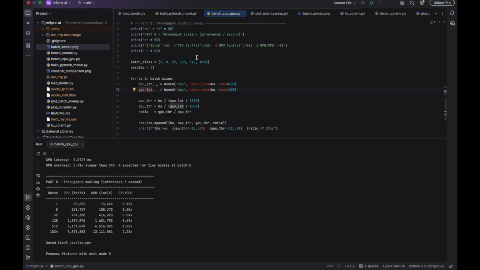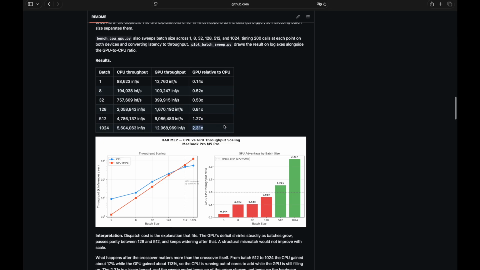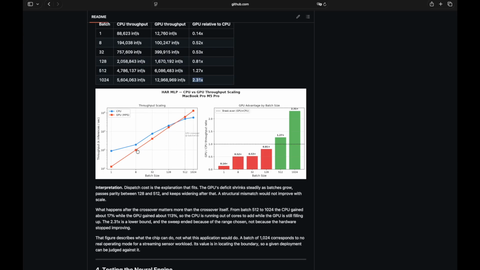The sweep ran batch sizes of 1, 8, 32, 128, 512, and 1024, with 200 timed calls at each point on both devices. At batch size 1, the GPU delivered 14% of CPU throughput. At 128, 81%. At 512, it passed the CPU for the first time at 1.27 times. And at 1024, it reached 2.31 times the CPU. The deficit narrows monotonically as batch size grows, which rules out a structural mismatch and confirms dispatch overhead as the constraint.